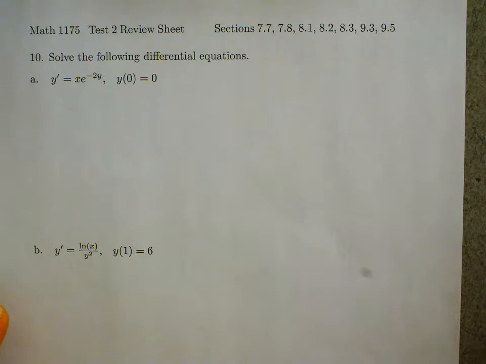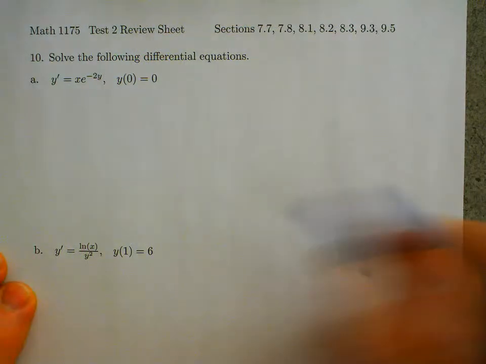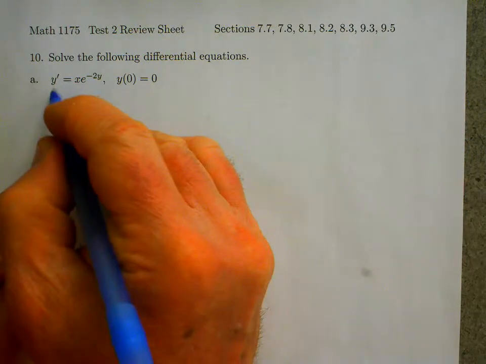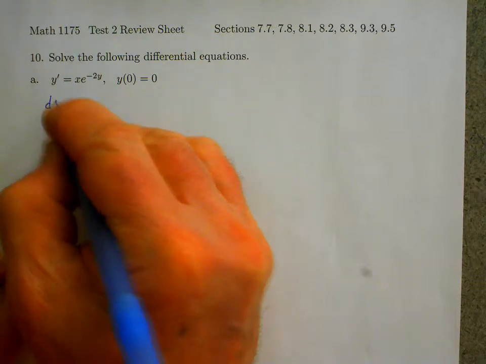Why isn't it linear? Because there's no function of x, y term on the other side? Or there's not a y by itself. There's an e to the negative 2y, but that's not linear, that's an exponential. Okay, so rewriting y prime as dy dx can help.